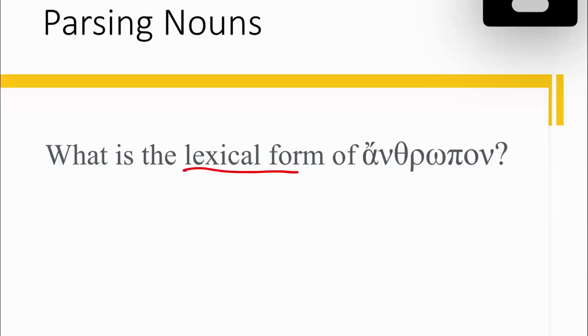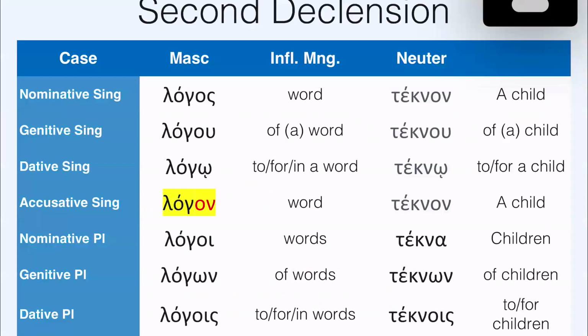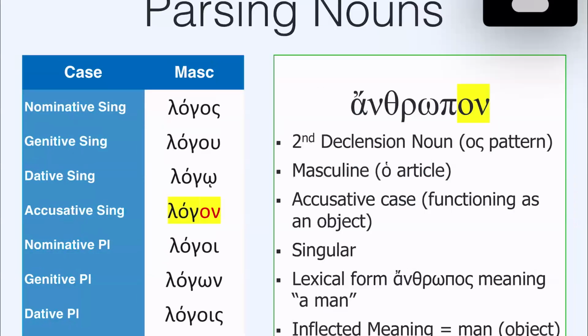What is the lexical form of anthropon? The lexical form, the form that we find in our vocab list, is anthropos. What is the article? Ha. The article is masculine. Therefore, this word must be masculine. It has an os ending, which means it must be second declension masculine, which means it has to follow this pattern. And the only option in this pattern is the singular accusative.